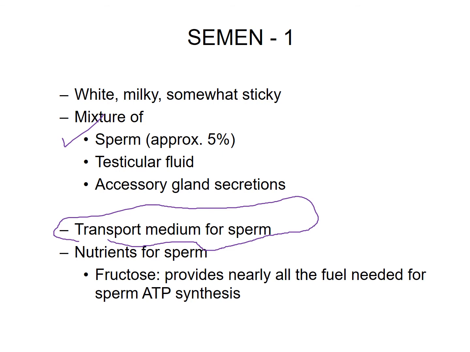And the nutrient that I mentioned, usually everything we've talked about so far has been glucose, right? Glucose for the brain, glucose for the red blood cells, glucose for the skeletal muscle. But sperm actually uses fructose as its main energy source.